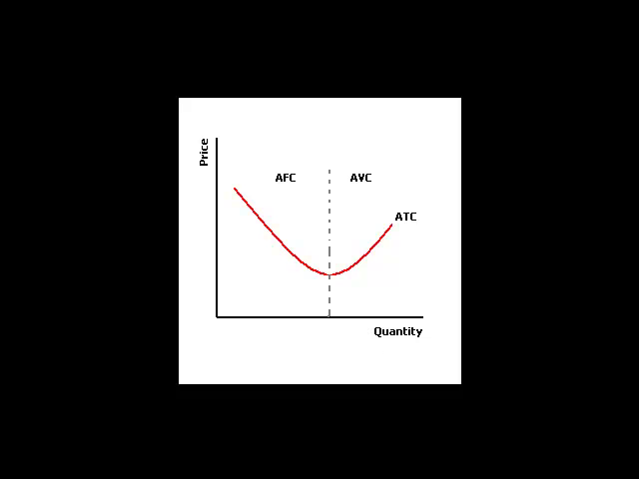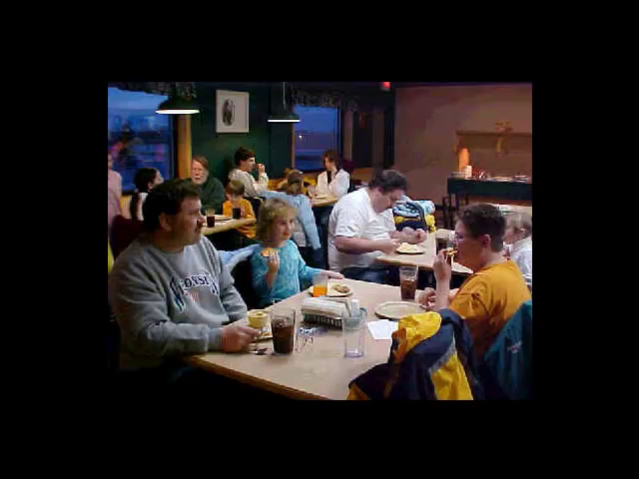The red line shows average total cost, or the cost per pizza. As I produce more and more pizzas, I spread my fixed costs over a larger quantity, and then my average fixed costs decrease. But as I add more and more labor to a fixed capital, or the tables and chairs, diminishing marginal returns set in, and the average total cost rises.